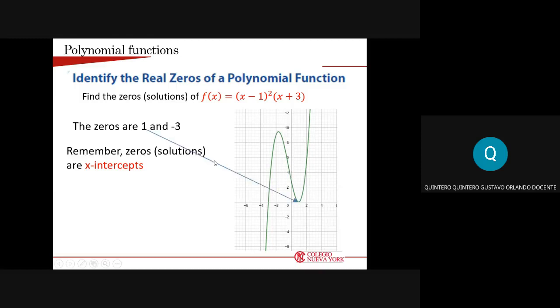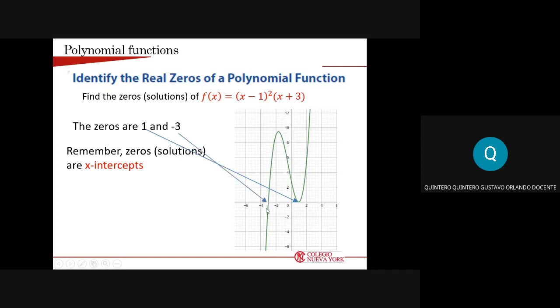Look, the intercept 1 is right here in the middle, in the middle of 0 and 2. That is the first x-intercept. Remember, x-intercepts are points that are on the x-axis. And right there is 1. The other one, negative 3.